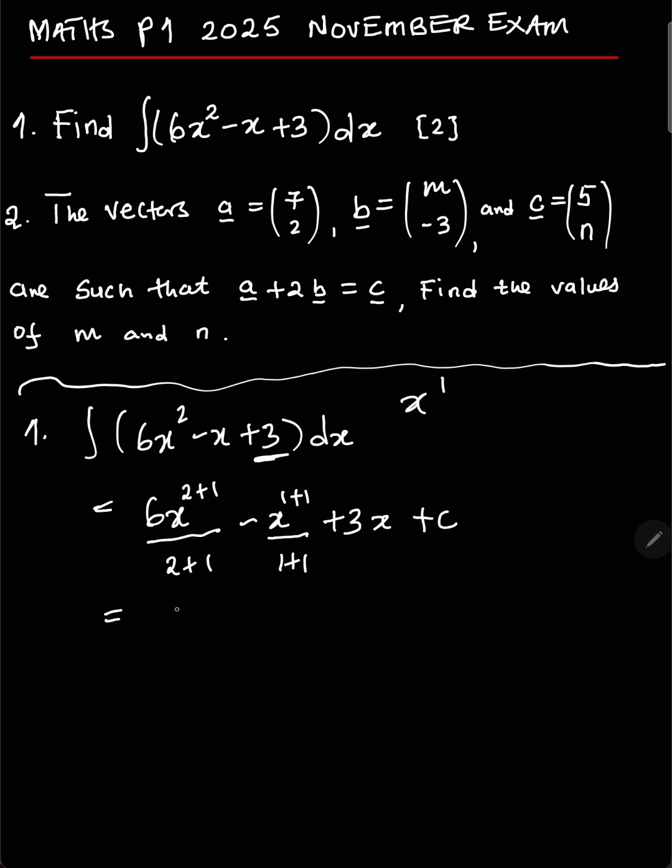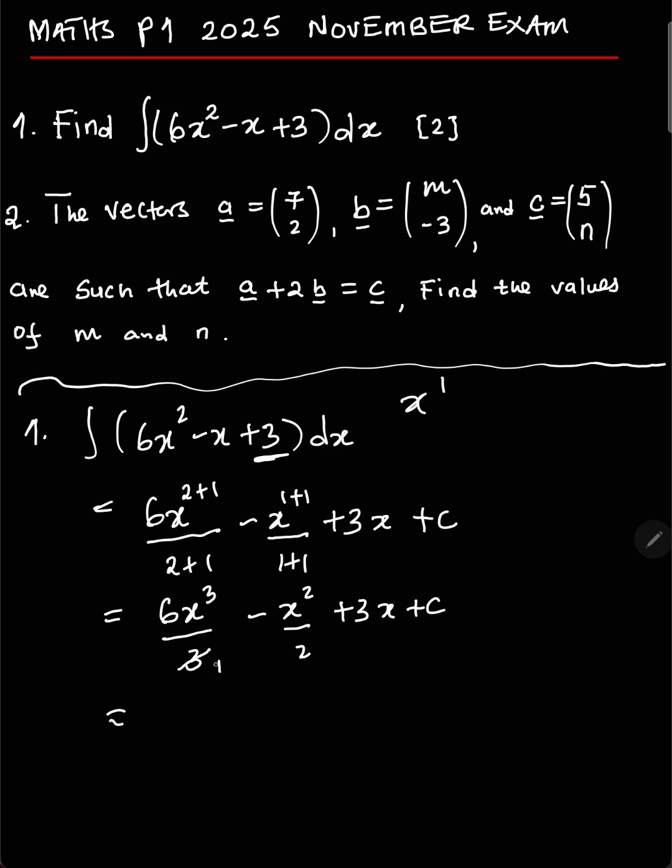Okay, so what we're going to have now is 6x. So 2 plus 1 is 3. Then we divide by 3. Let's just clean up. Minus x. 1 plus 1 there is 2. We divide by 2 plus 3x. Then plus c. Okay, let's just clean up. We simplify. We're almost there.